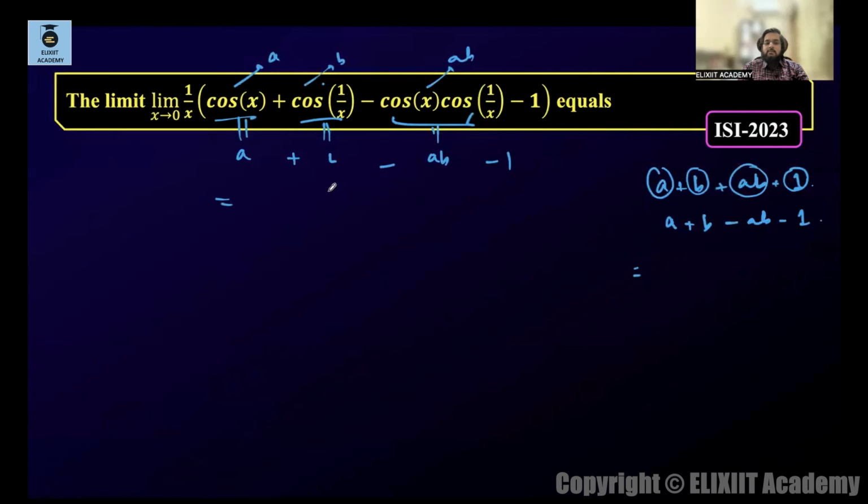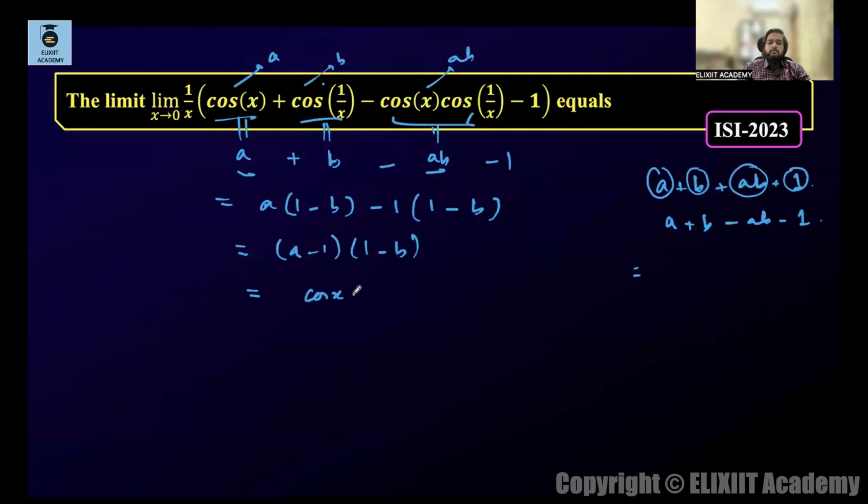Once you factorize this thing, what will I get from here? You combine these two terms, A and minus AB. Take A common, so we have 1 minus B. From here also take minus 1 common, so this will become 1 minus B. So you're left with A minus 1 multiplied by 1 minus B. And what was A? A was basically cos x minus 1, into 1 minus cos 1 by x.